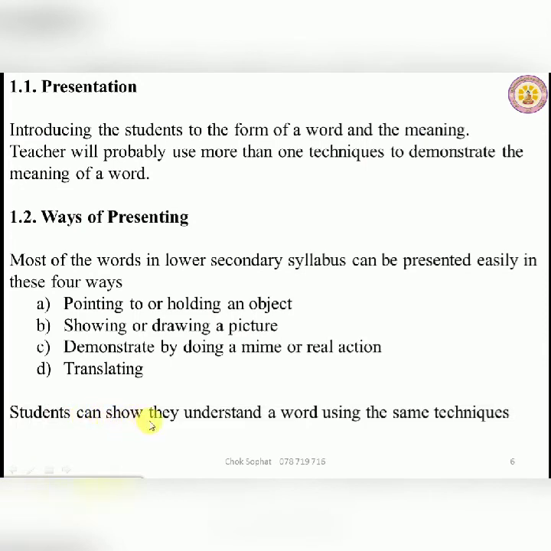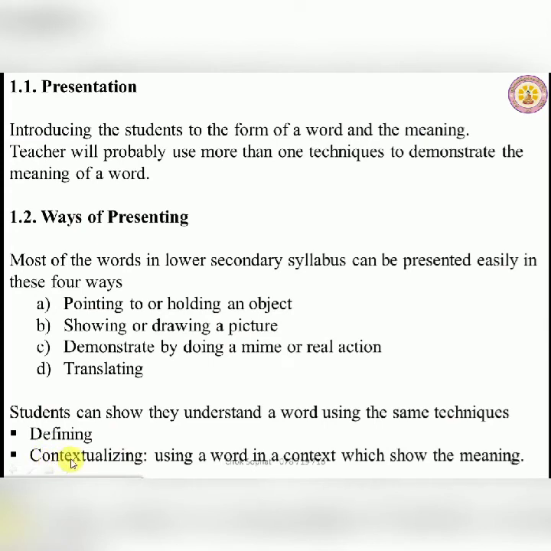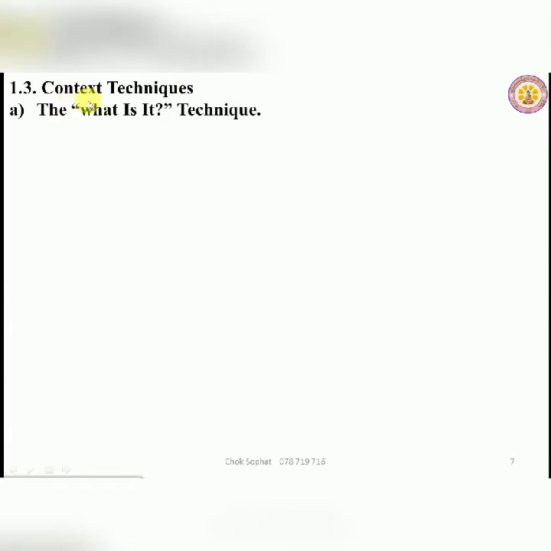Students can show they understand a word using the same techniques. Okay, defining. If your student understands the word, they can define the meaning of the word. Contextual: using a word in a context would show the meaning. So you can ask the student to provide an example using the word in a real sentence by using their own idea. This is the way of measuring whether they understand the word or not.